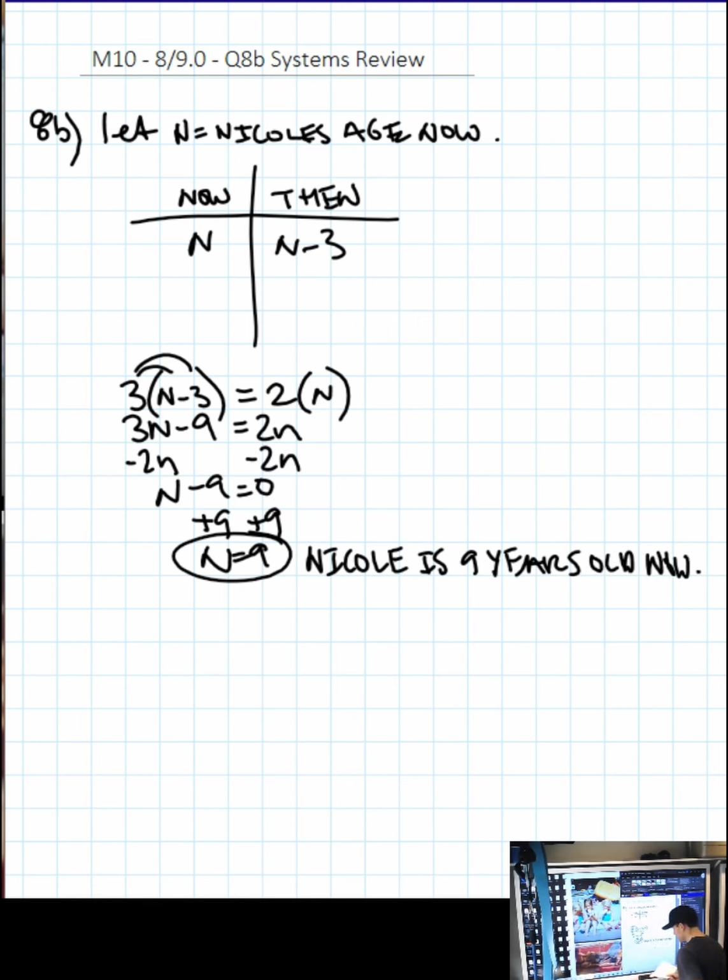So let's check our answer. It says if Nicole were triple her age she was 3 years ago. So triple 3 years ago. So if she's 9 right now, 3 years ago she would have been 6. So triple her age 3 years ago would be 18, and double her current age is also 18. Therefore, we know it is correct. Nicole is 9 years old right now.